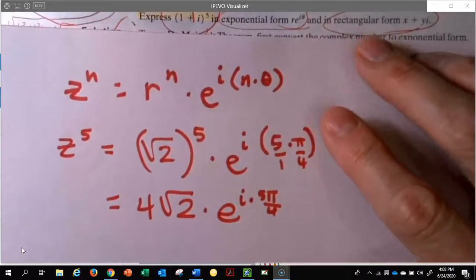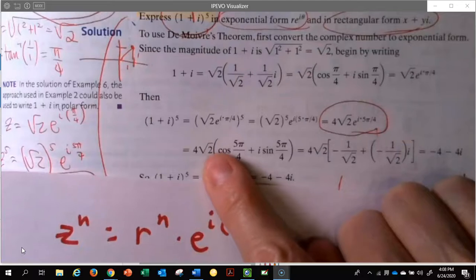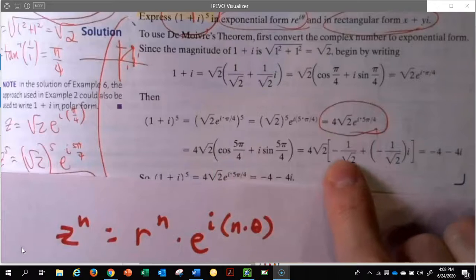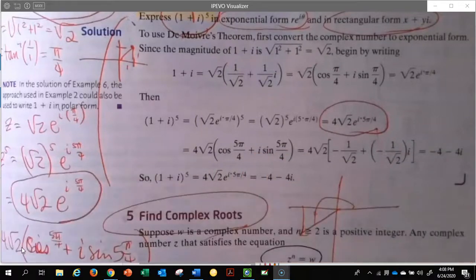I'm going to leave the rest of this for you to do because it also says, hey, put your answer in rectangular form. And again, a suggestion is convert this over to polar. Go ahead and write down that, evaluate. What is the answer for cosine of 5 pi over 4 and sine? And that's going to get you right on into rectangular.